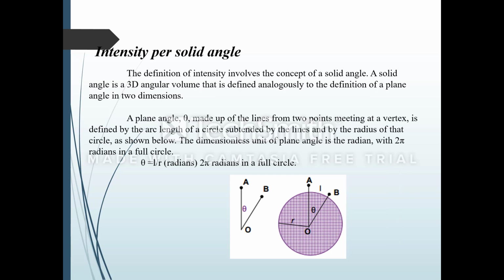Now again we have intensity per solid angle. We calculate a solid angle as a 3D angular volume that is defined analogously to the definition of a plane angle in 2 dimensions. We can see here a plane angle theta made of two lines at the vertex, and the length of the circle arc separated by the lines and the radius. Also we have 2 pi, and we calculate this theta as arc length over r in radians, and 2 pi for the full circle.